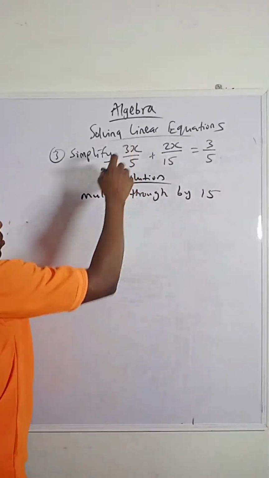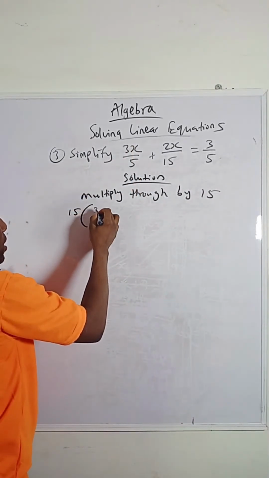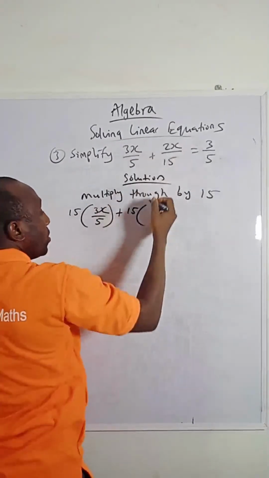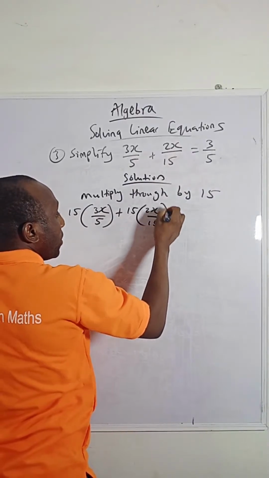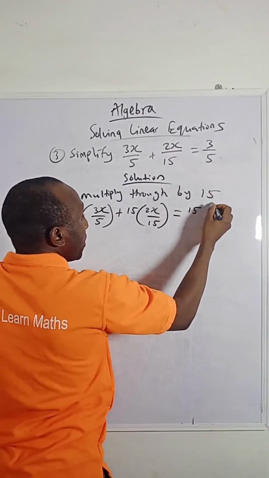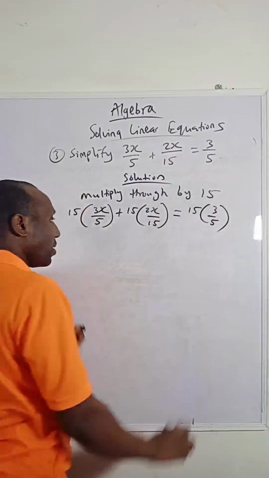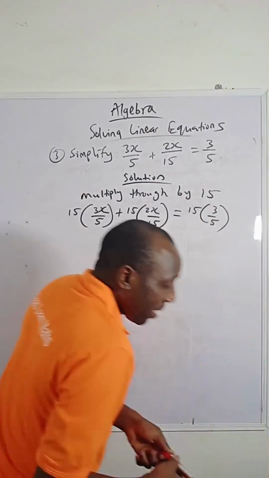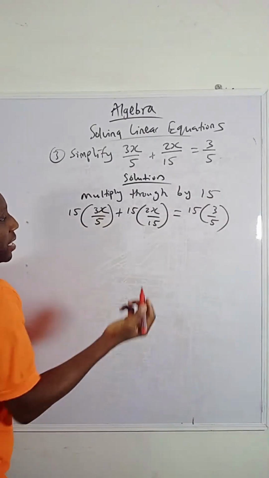Now watch this. It's going to be 15 times what? 3x over 5, plus 15 times what? 2x over 15 is equal to what? 15 times 3 over 5. Are you seeing that? See what I'm doing? So it's now time to divide, and let's have the fractions cleared out.